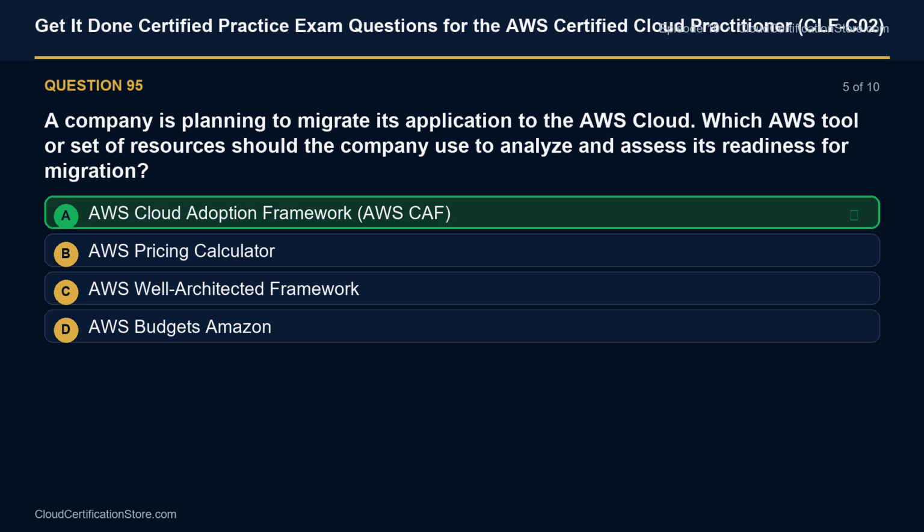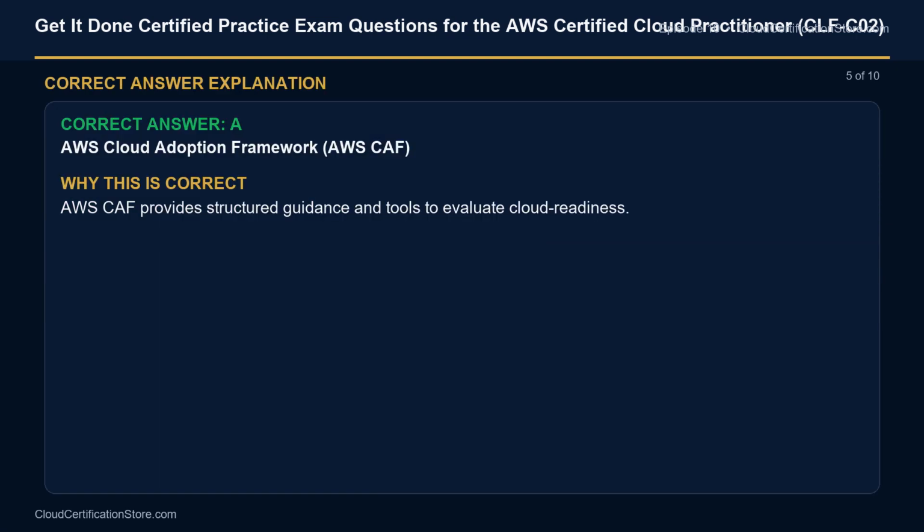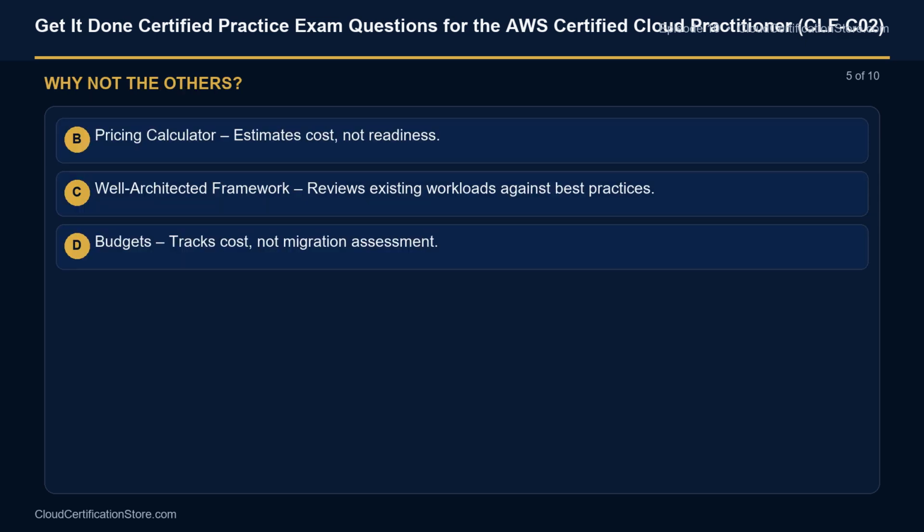The correct answer is A. AWS Cloud Adoption Framework. Explanation. AWS CAF provides structured guidance and tools to evaluate cloud readiness. Why not option B? Pricing Calculator estimates cost, not readiness. Why not option C? The Well-Architected Framework reviews existing workloads against best practices. Why not option D? Budgets tracks cost, not migration assessment.